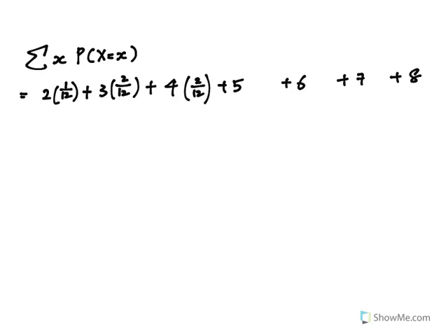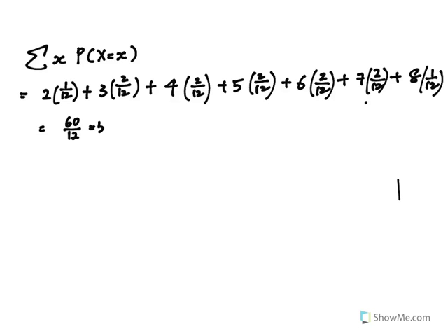Okay, so 2 over 12 plus 2 over 12 plus 7 with 2 over 12 plus 8 with 1 over 12. And the answer will come out simple, which is just 60 over 12. The answer will be equal to 5.